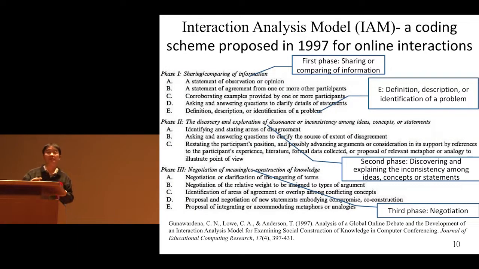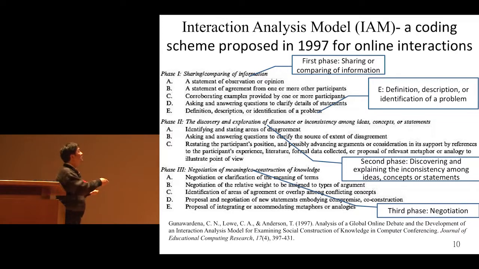In the following, I would like to introduce a frequently adopted coding scheme called the IAM, Interaction Analysis Model. It was proposed in 1997. This coding scheme consists of 5 phases to describe what happens during students' interaction in an online discussion forum or in a MOOC system. Each phase consists of maybe 3 to 5 coding items, so the coding scheme consists of about 20 coding items.